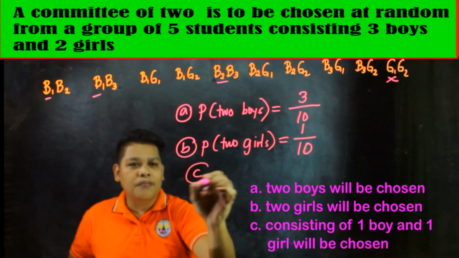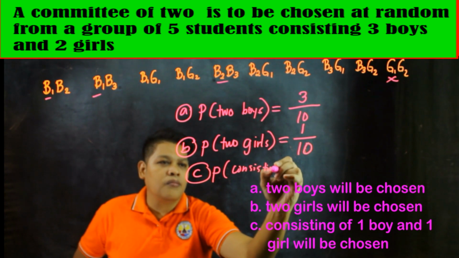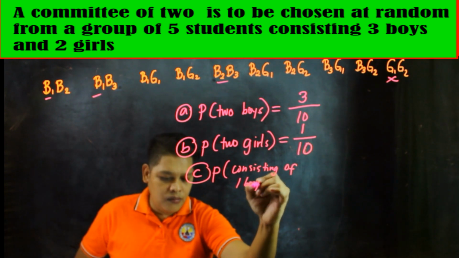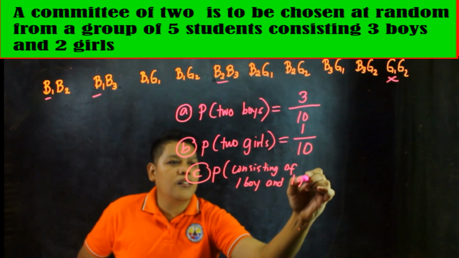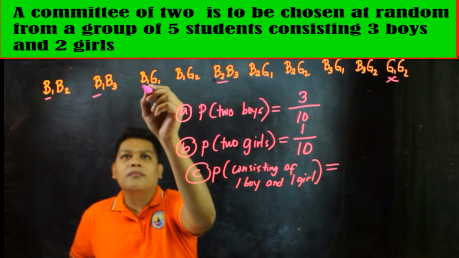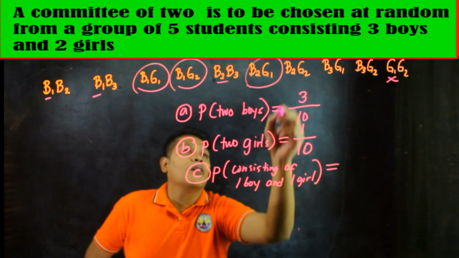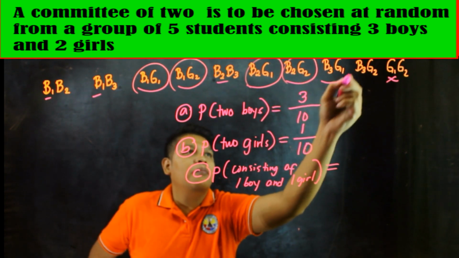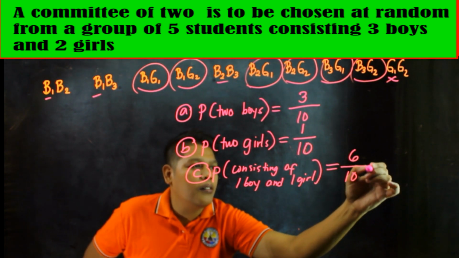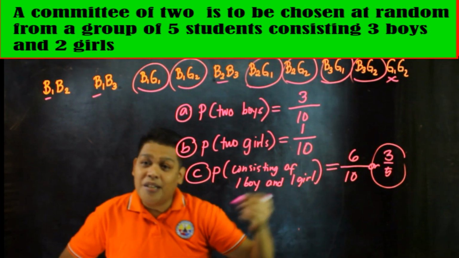And letter C, a committee consisting of 1 boy and 1 girl. So equals 1 boy, 1 girl. 1, 2, 3, 4, 5, 6. So 6 over 10, or in the lowest term, 3 over 5. Did you get it?